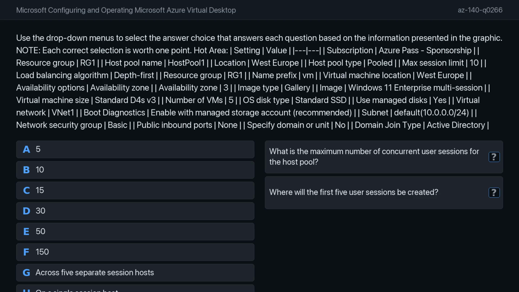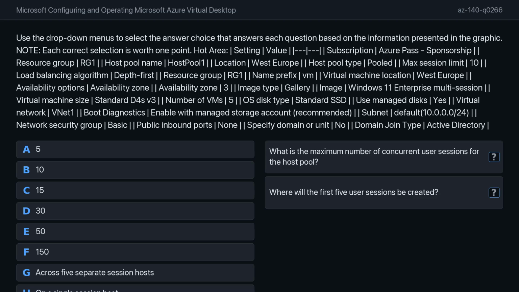Row 11, Availability Options, Availability Zone. Row 12, Availability Zone, 3. Row 13, Image Type, Gallery. Row 14, Image, Windows 11 Enterprise Multi-Session. Row 15, Virtual Machine Size, Standard D4S v3. Row 16, Number of VMs, 5.